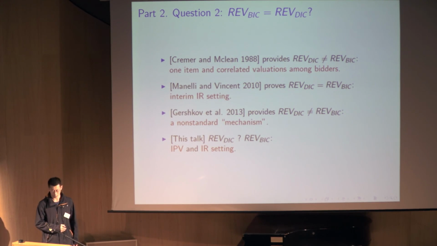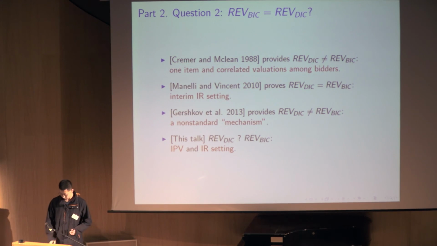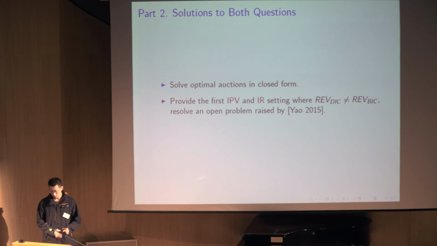Well, in this talk, we consider the problem in the independent private value and IR setting. We give solutions to both questions. We first solve the optimal auction in closed form and provide the first IPV and IR setting where revenue DIC is not equal to revenue BIC, and resolve an open problem by Yao.